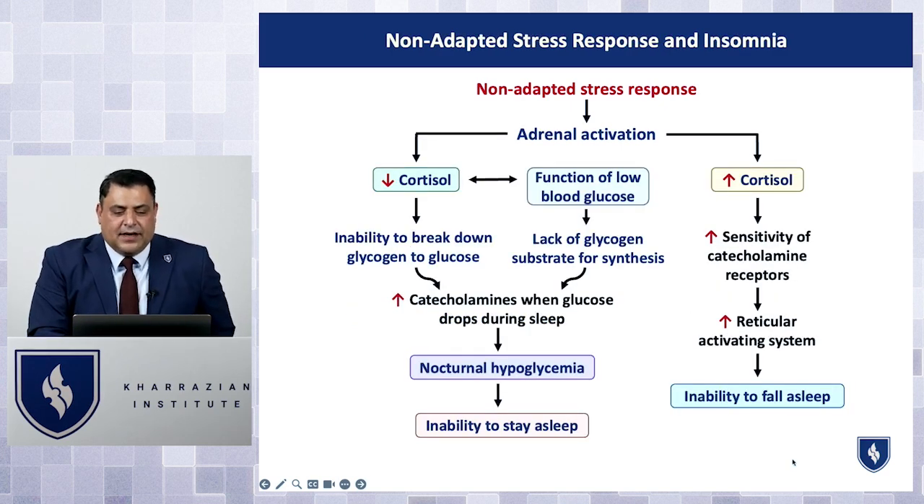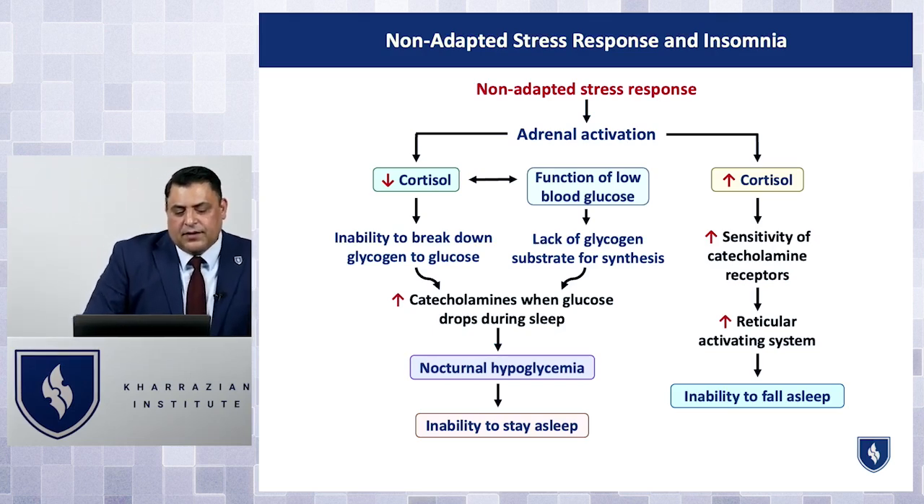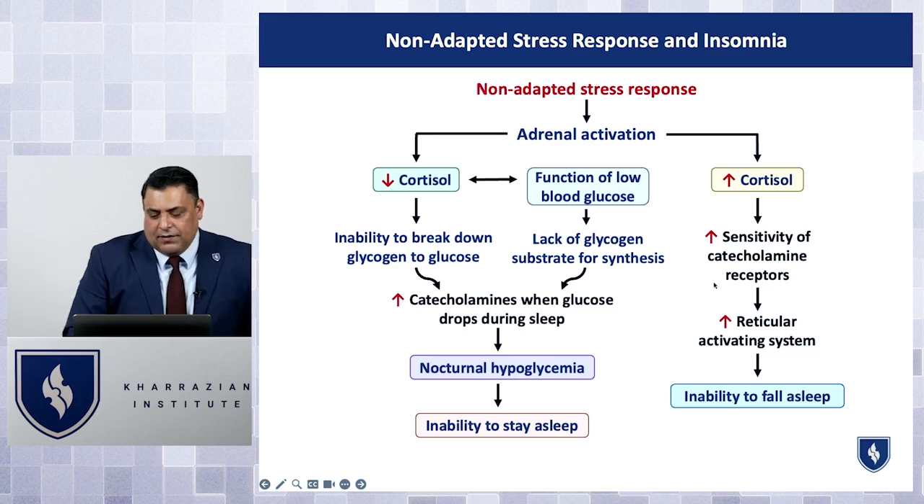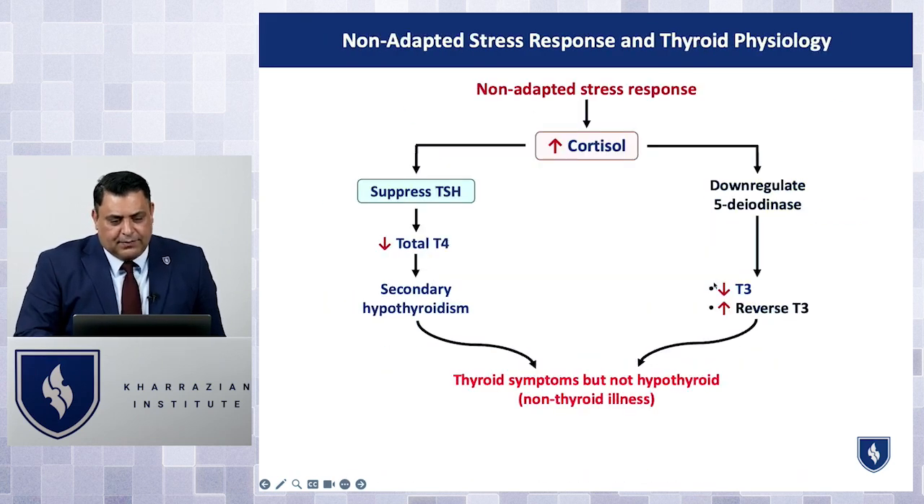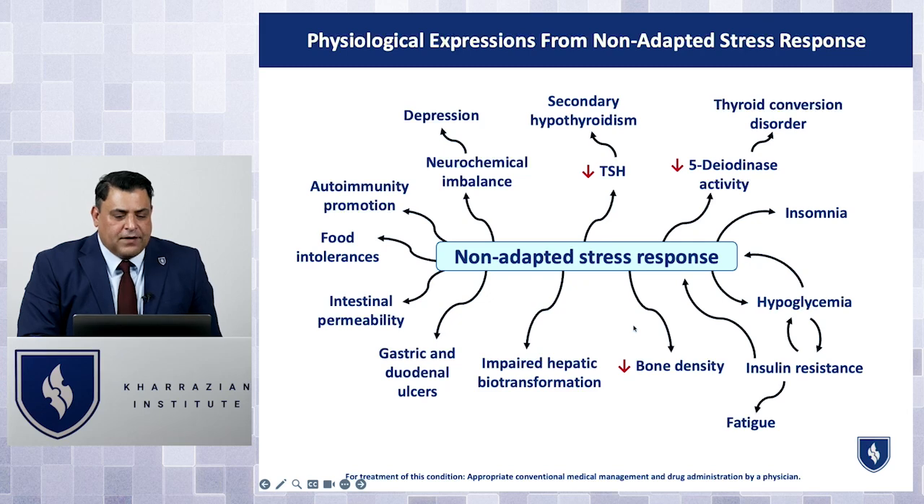When people get into non-adapted stress responses, the cortisol levels go down. They get into this hypoglycemic state. At nighttime, they get nocturnal hypoglycemia, so they have the inability to stay asleep. And if their cortisol levels are high, they lose the ability to fall asleep. These non-adapted stress responses also impact thyroid function. They can suppress TSH, causing a primary pituitary, secondary hypothyroid pattern. They can downregulate 5-deiodinase, which will decrease T3 and increase reverse T3, and develop hypothyroid symptoms even though they're not actually hypothyroid.